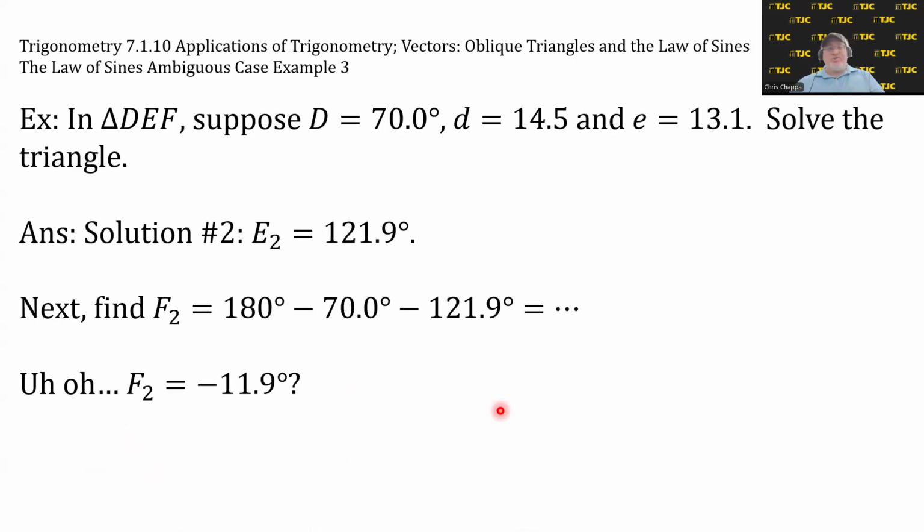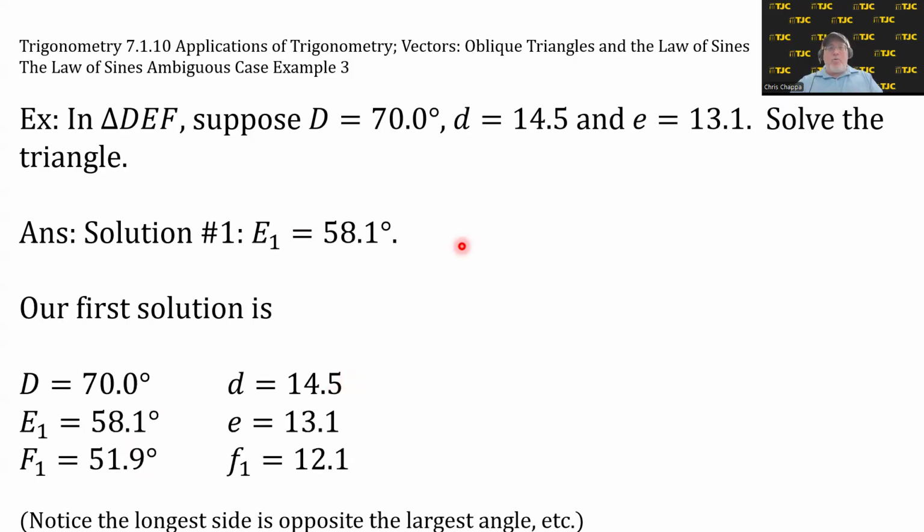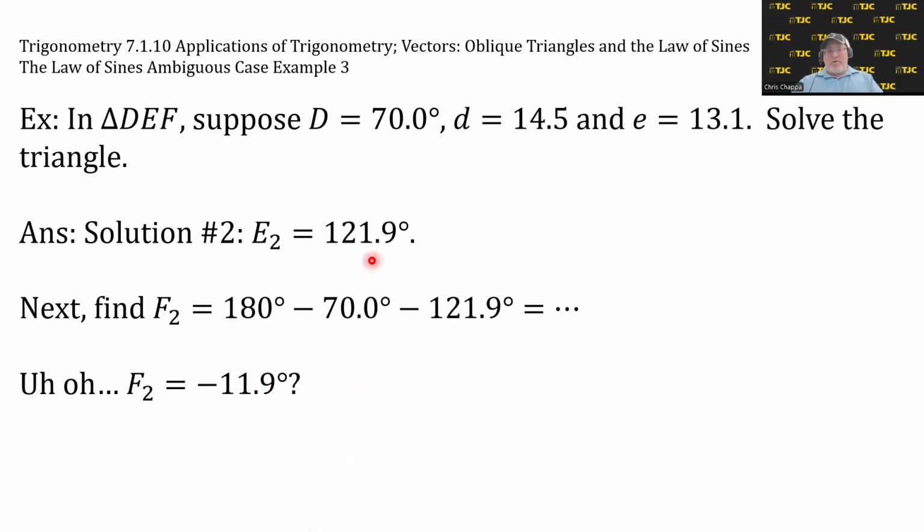All right, so let's go to the second solution, where our angle was not 58.1 degrees, but its supplement, 121.9 degrees. Well, we know two angles. Let's find the third. Angle F, second version, is 180 minus the other two angles, which is negative 11.9 degrees. Theoretically, that's an angle, but it can't live inside of a triangle.